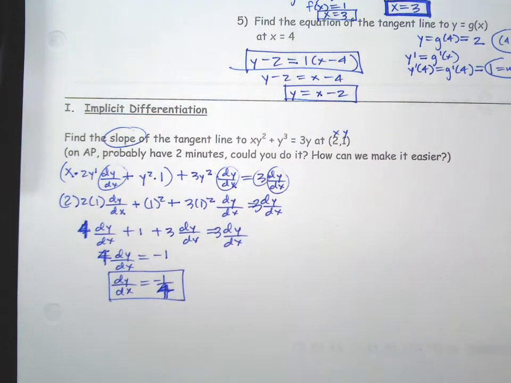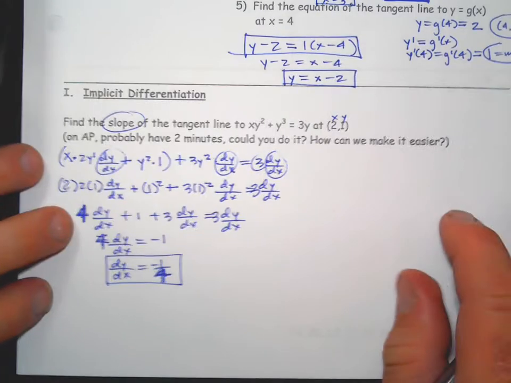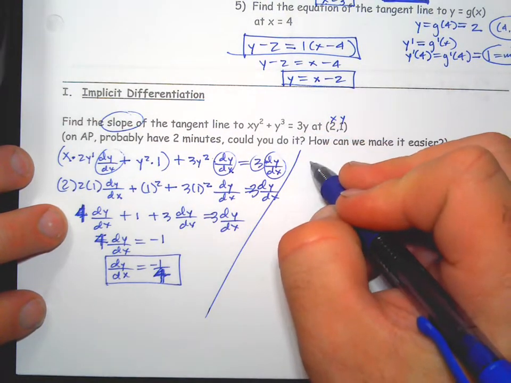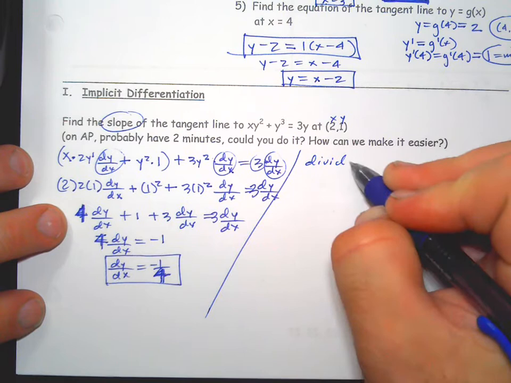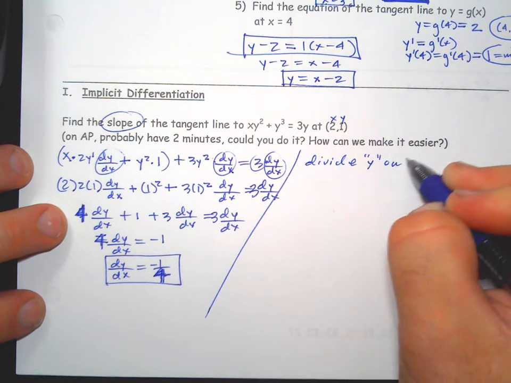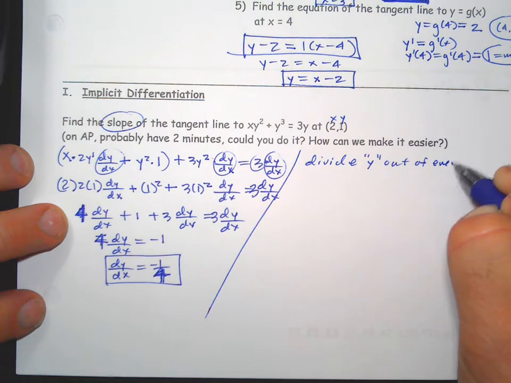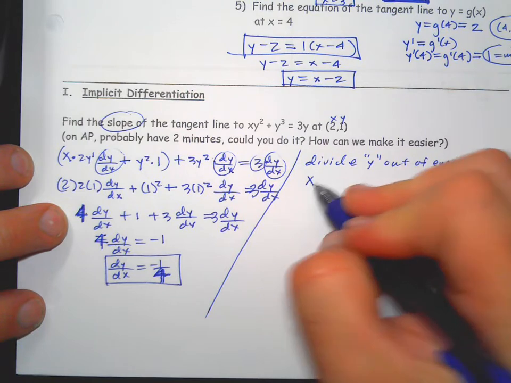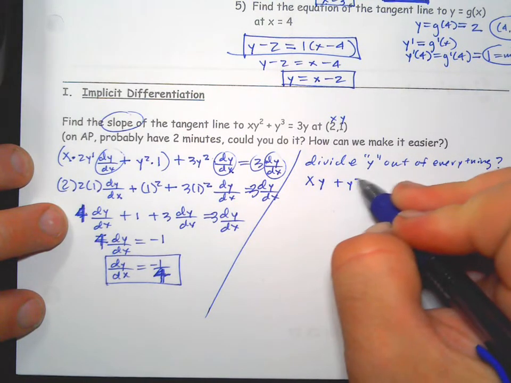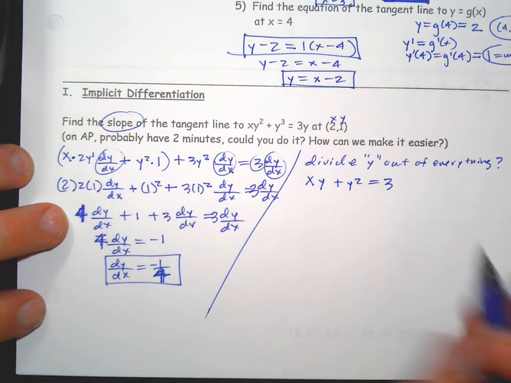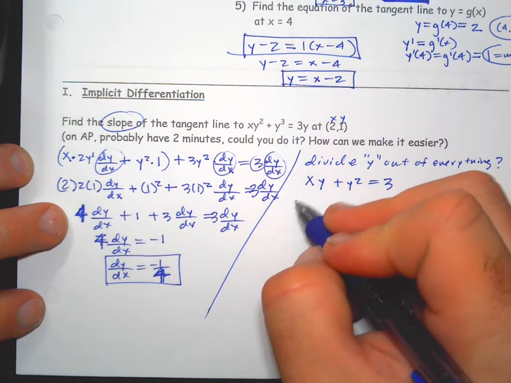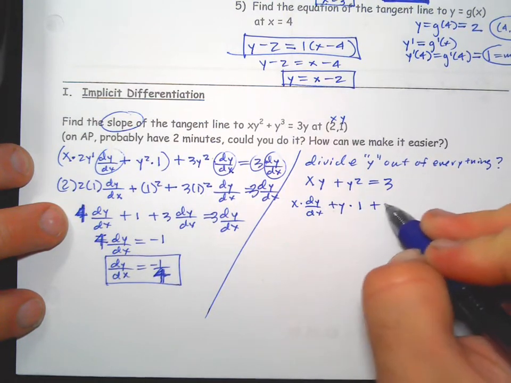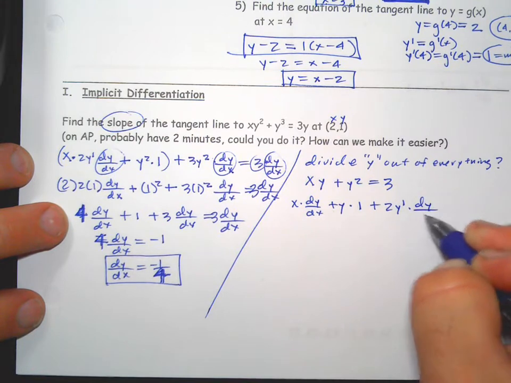Now, an interesting alternative way of doing this problem is maybe we could simplify it. Like, could we divide a y out of everything? Well, I don't know. Let's try it and we'll see if it makes it that much easier. If you divide a y out of everything, you get this. And take a derivative of it implicitly: x times the derivative of y is dy/dx, plus y times the derivative of x is 1, plus 2y, the first dy/dx, equals 0.